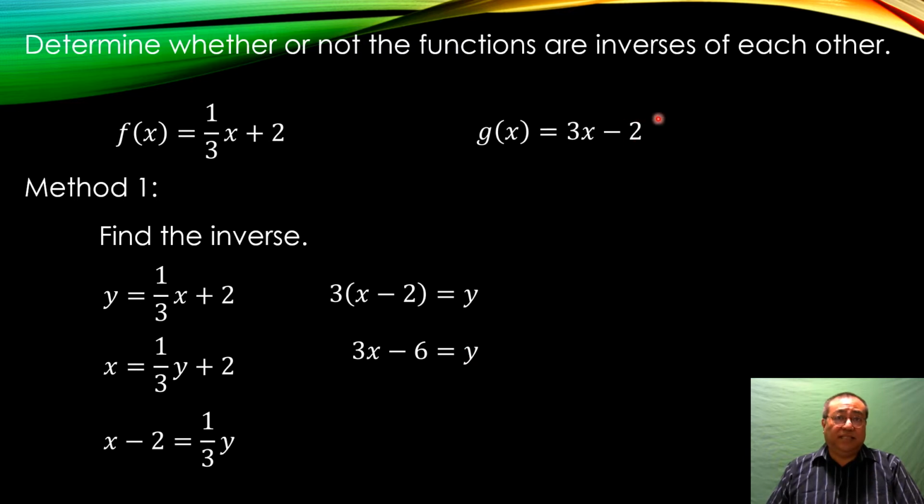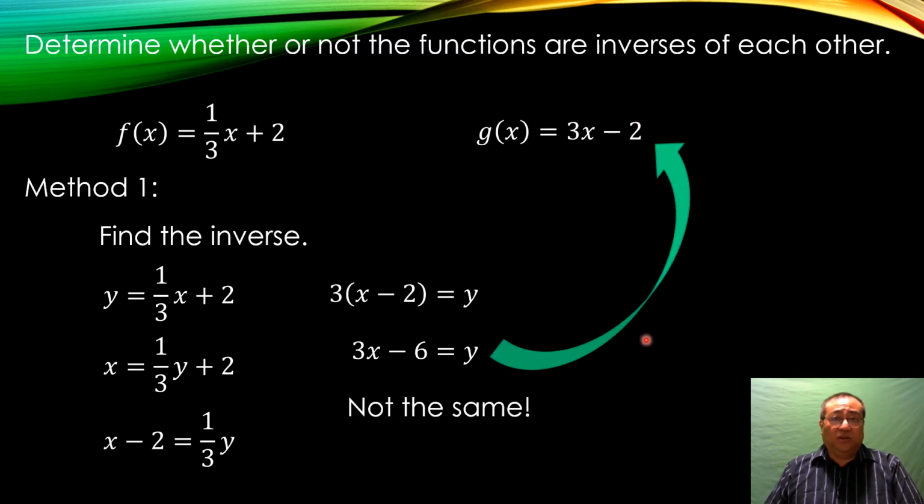If we distribute, you get 3x minus 6. Well, that's not the same as 3x minus 2. So they are not the same. They are not the inverse. Okay, that's method 1, finding the inverse. Sometimes this is actually kind of hard, right? Trying to get from one to the other.